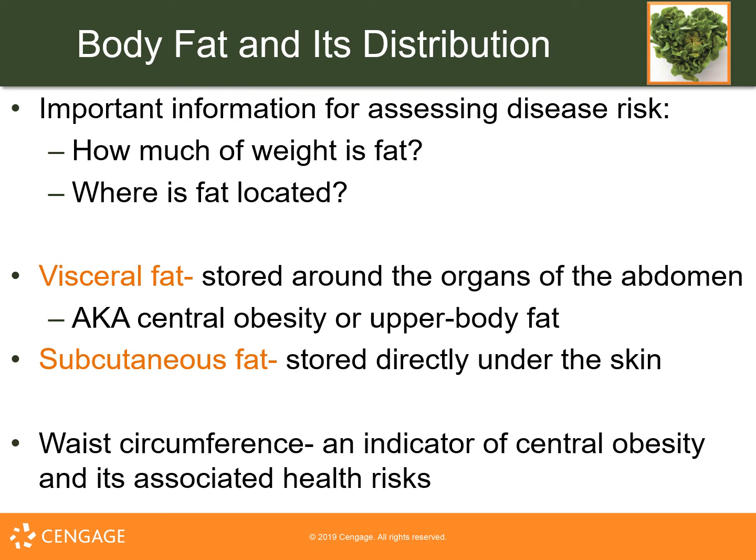Waist circumference. This is an indicator of central obesity and its associated health risks. Women with waist circumferences greater than 35 inches and men with waist circumferences greater than 40 inches may have an increased risk of central obesity and associated health risks.